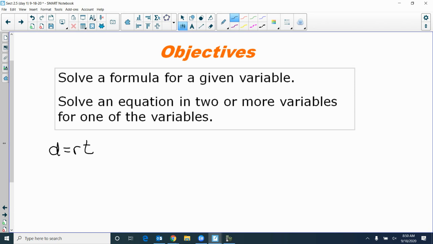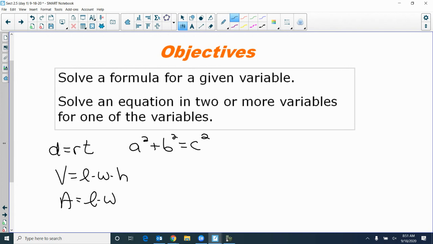Okay. Come on, Allie. a squared plus b squared equals c squared. Good old Pythagorean theorem. Okay. Volume equals length times width times height. Area equals length times width. Those are for rectangles and rectangular solids. So there's all kinds of formulas out there.